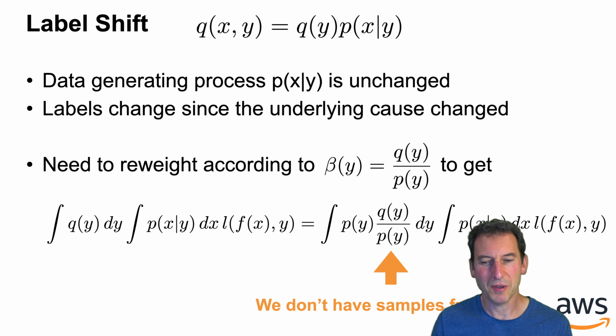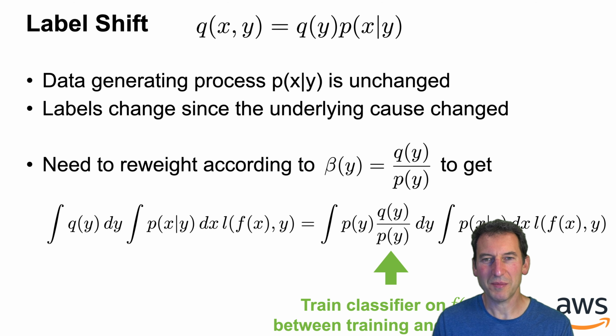And just as before, what you can do is reweight according to that ratio. But the unfortunate thing is that unlike before, where we actually had samples from P of X, here we don't have samples from Q of Y, because we don't have the labels on the test set. So it turns out you can do something reasonably straightforward.